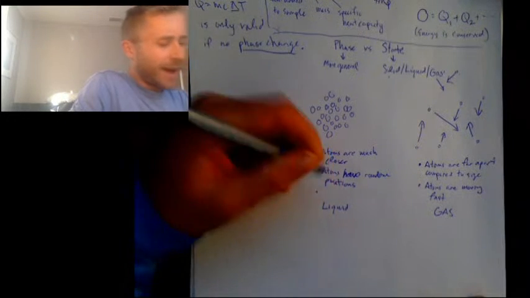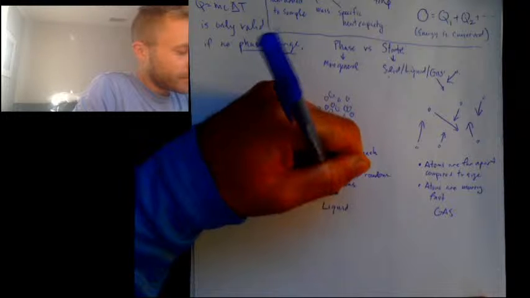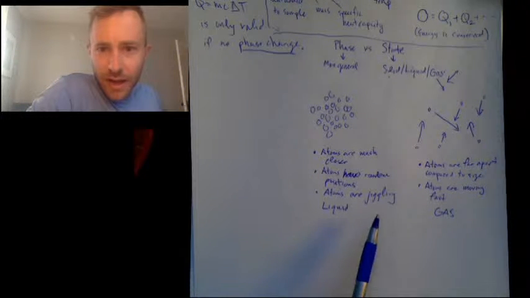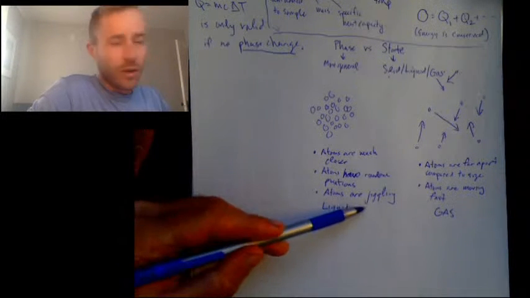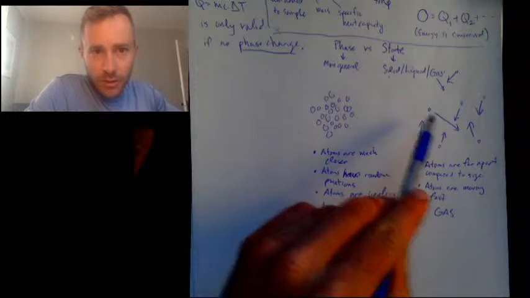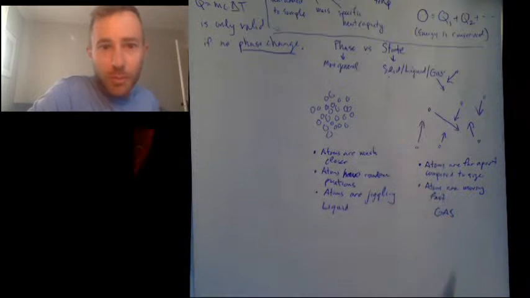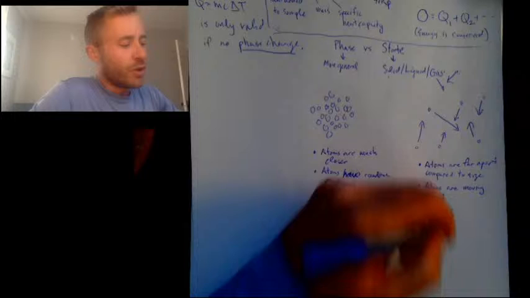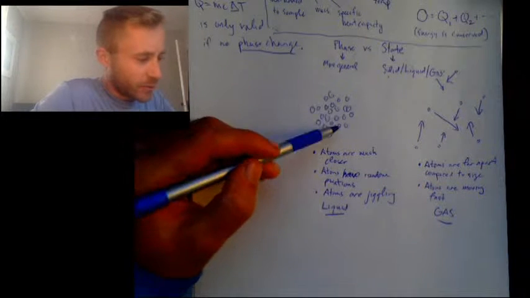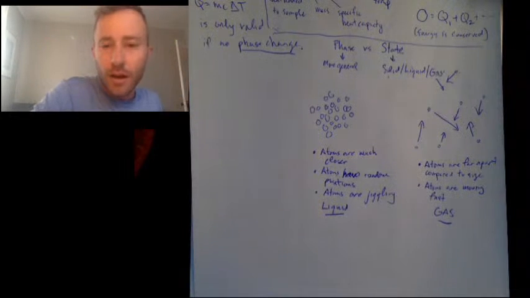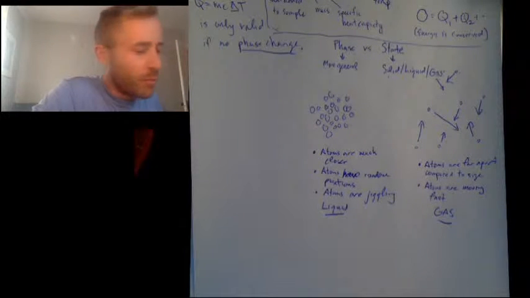The atoms are moving, but not quite as fast as in a gas. And furthermore, they're more jiggling, because in a gas the atoms can really travel a great distance before bumping into something else. But in a liquid, you don't have a lot of space, so the atoms are constantly bumping into each other. I would describe it more as a jiggling.